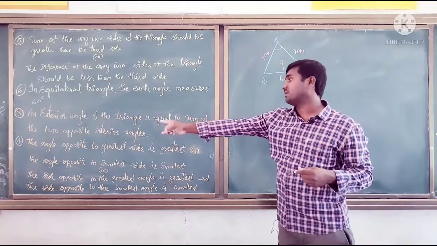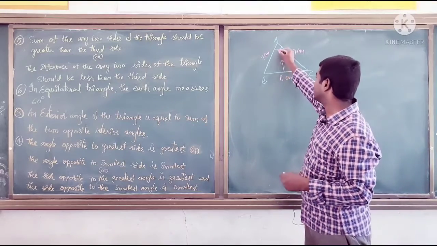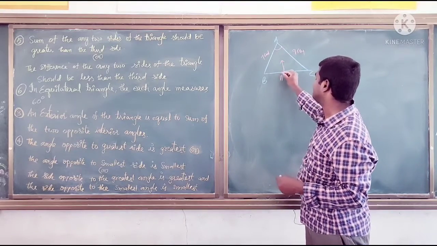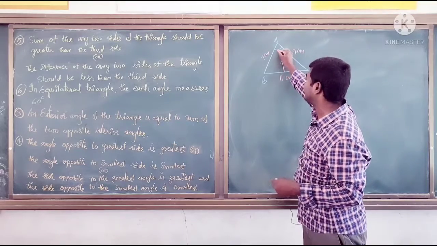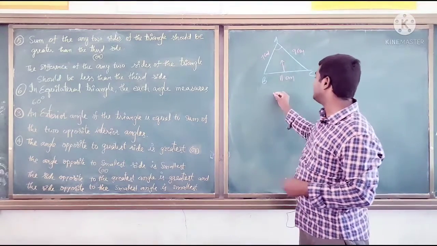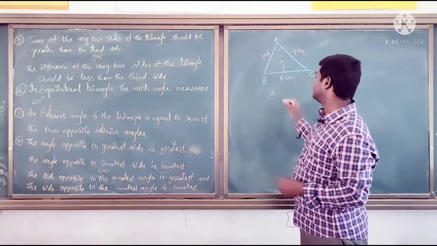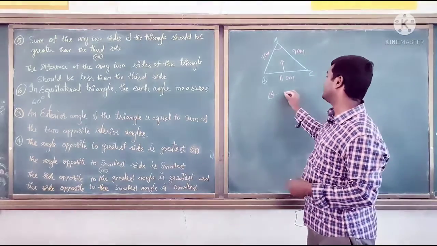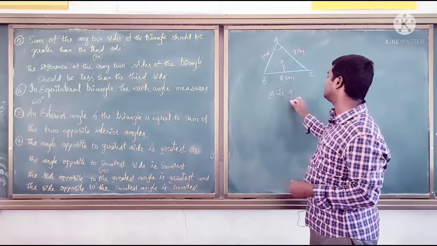The angle opposite to the greatest side. So what is the greatest side? We have BC. For BC, what is the opposite angle? A. So angle A is the greatest angle. What is the greatest angle? Angle A is greatest angle in this figure.